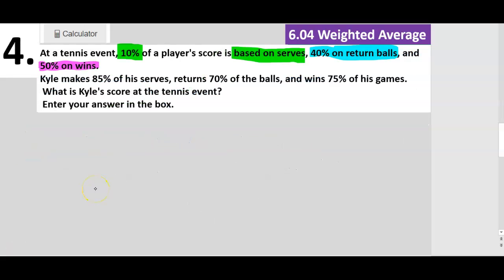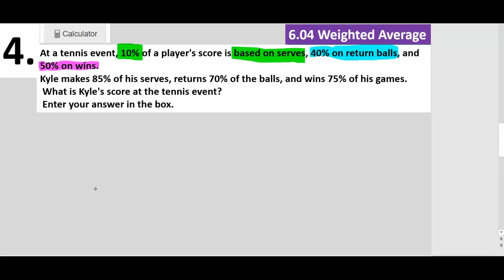Oh, color coding is so nice and it helps me. If you don't have colors, you can underline, circle, make boxes, whatever it is you have to do with what you have. So I have 10% of this tennis event, the players based on serves. So I color coded 10% serves. 40% on return balls, color coded. Then I've got 50% on wins, color coded purple.